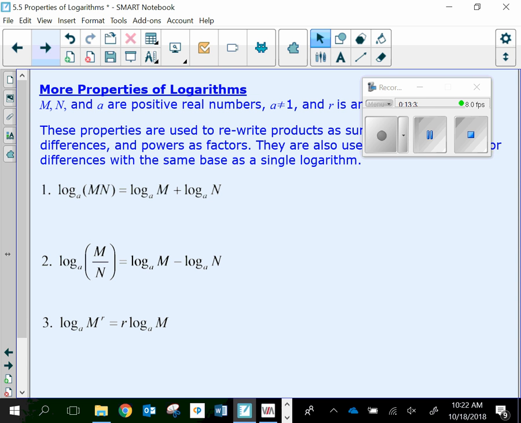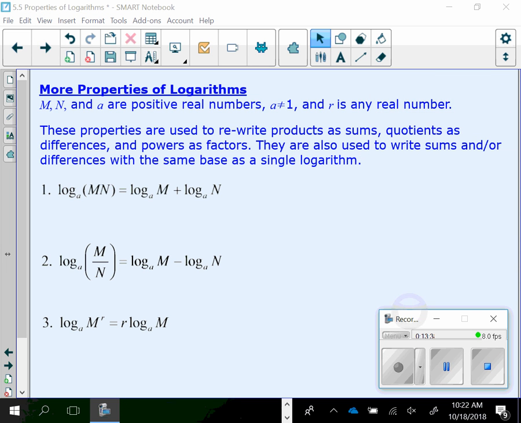All right, let's talk about logs some more, shall we? I want to put this here because otherwise I forget to turn it off, and it goes forever. Okay, so we're going to talk about properties of logarithms.